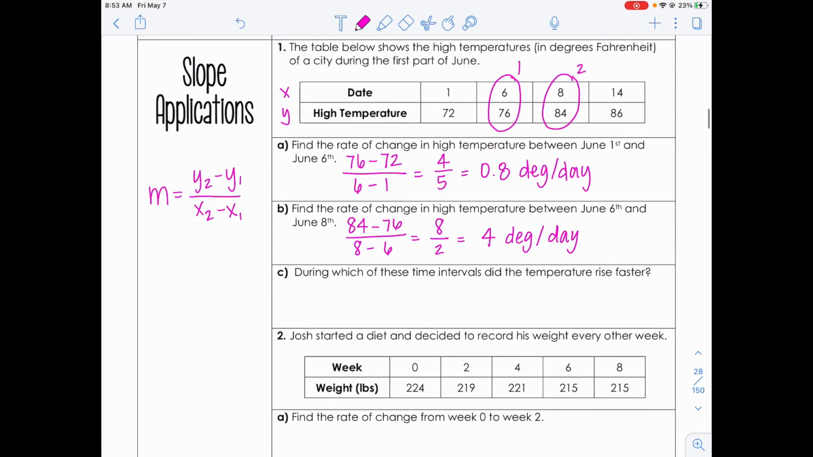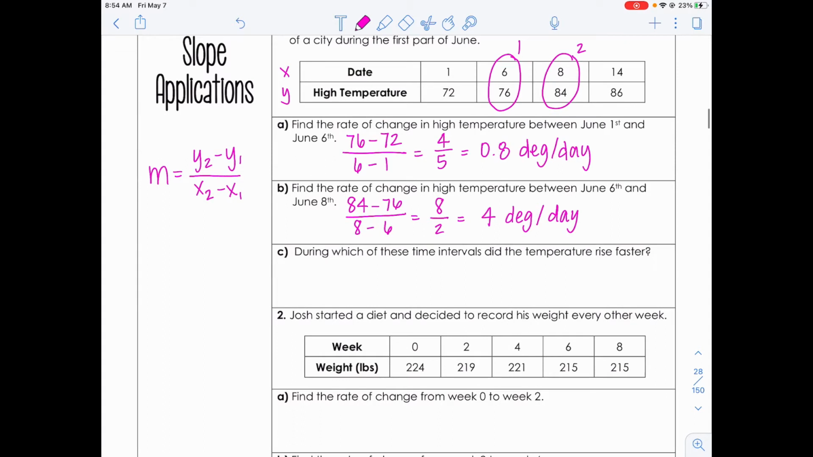C says which of these intervals did the temperature rise faster? So now you're going to compare them. 4 degrees per day is much higher than 8/10 of a degree per day. So you would just say that the rate of change was rising the fastest, and you can just write the interval. June 6th through June 8th.